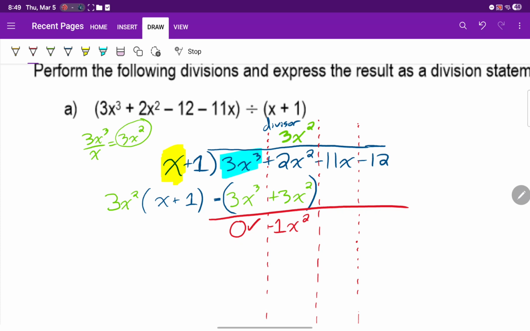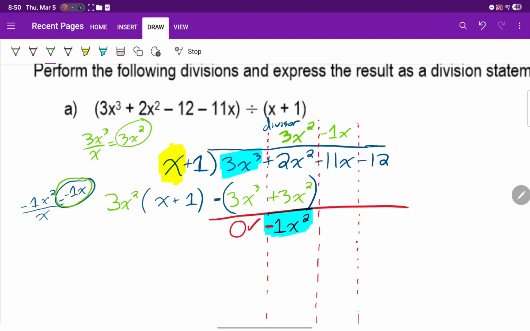Now, we're again going to take this term here and ask, what would I have to multiply x by to get negative x squared? So we look back to my original divisor, the one highlighted in yellow, and what do I need to multiply x by to get negative 1x squared? Well, let's figure it out. Negative 1x squared divided by x is just equal to negative 1x. So this is going to be the next thing I write at the top. Negative 1x. Notice it goes in the x column.